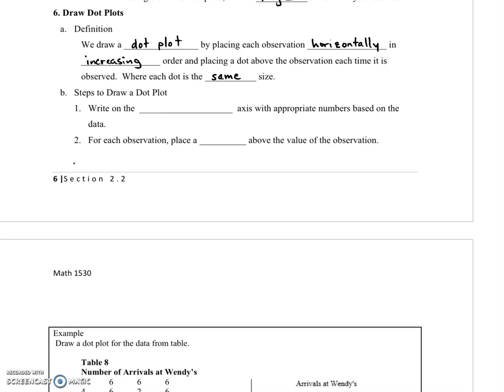And of course, it'll be as close to the same size as we can get it since we're writing it by hand. So first you write on the horizontal axis each individual observed value, but just once. So if you have 13 and it happens more than once, you only have to put it on the axis once. Then for each observation, you put a dot above the observed value.